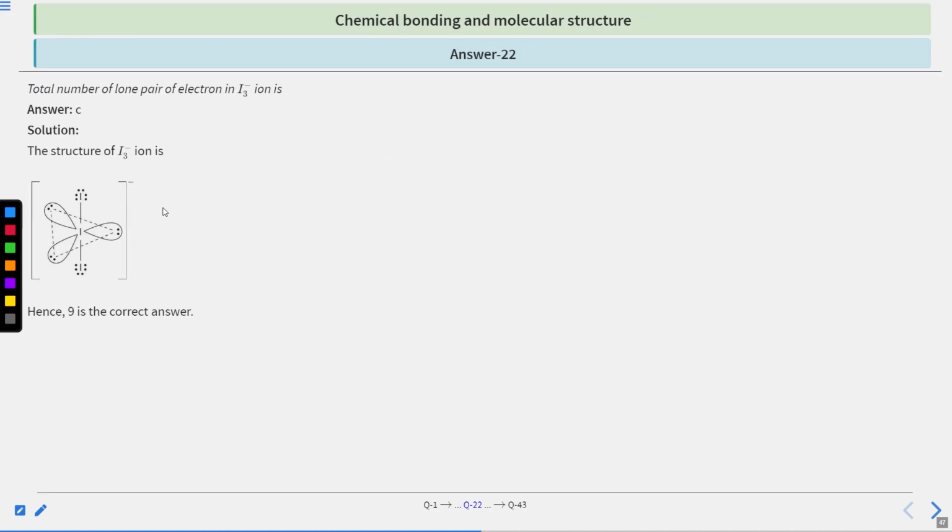Okay, so the correct answer will be option C. The structure of the I3- ion will be this. You can see here the central iodine is attached to two iodine atoms, and they have total lone pairs as 9. So hence 9 is the correct answer, hence option C is the correct answer.